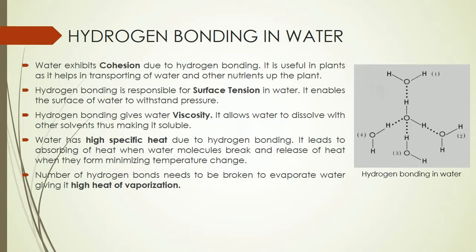Water has high specific heat due to hydrogen bonding. It leads to absorbing of heat when water molecules break and release of heat when they form, minimizing temperature change. A number of hydrogen bonds need to be broken to evaporate water, giving it a high heat of vaporization. Hydrogen bonding in water.